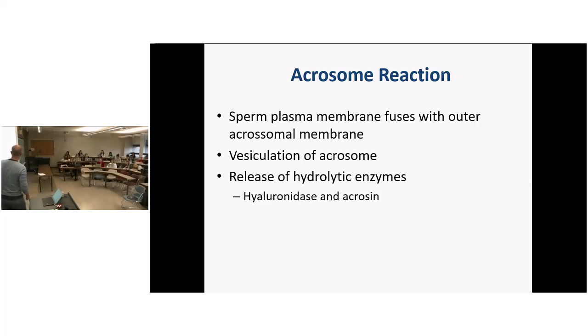So these hydrolytic enzymes, we say hyaluronidase and acrosin, are two examples of these very potent enzymes that will basically digest the zona pellucida and allow the head of the sperm cell to enter the egg, or go through it. And then eventually a portion of the head will actually fuse with the cytoplasm of the egg.